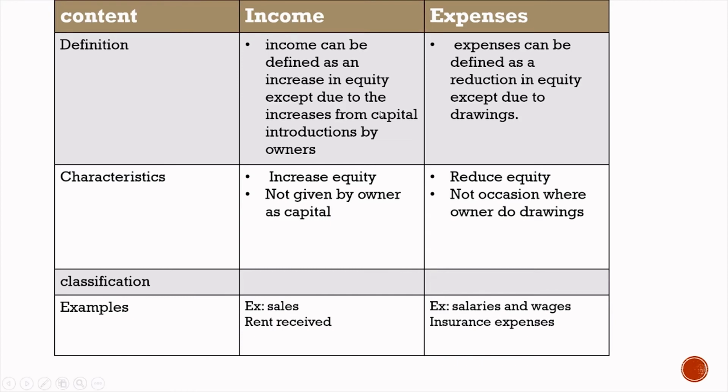Right? If there's an increase in equity without the contribution of the owner, then we will be classifying that transaction under the element of income. Right? So what are the characteristics? It is an increase in equity, but it is not given by the owner as capital. Right? So the sales, the rent received are all a part of income.